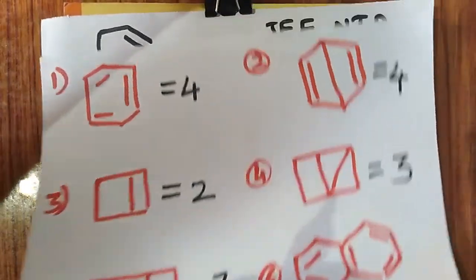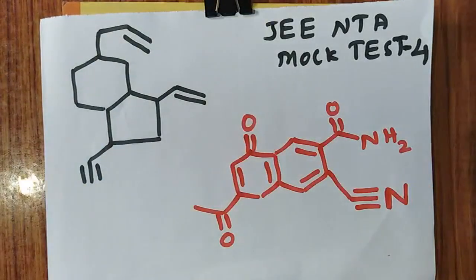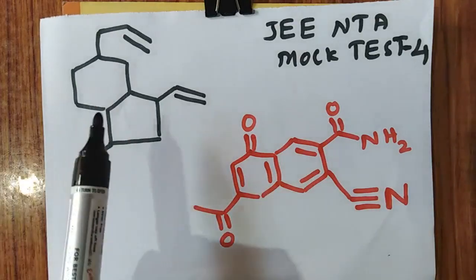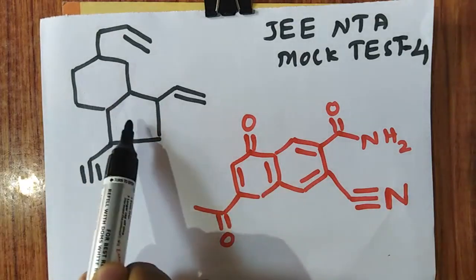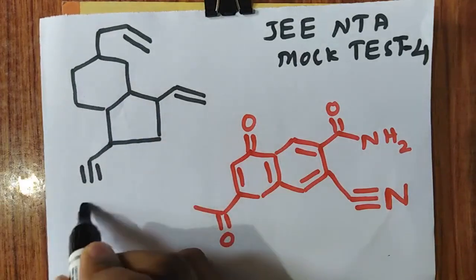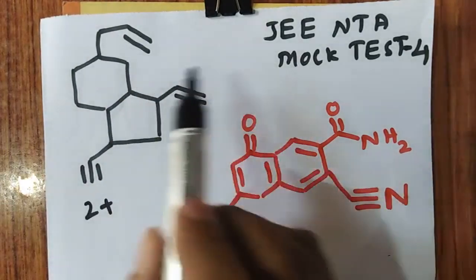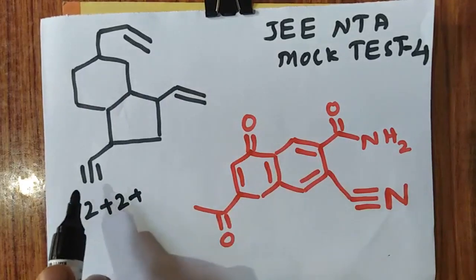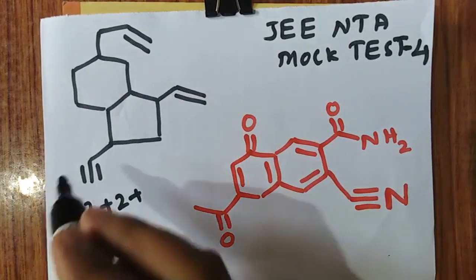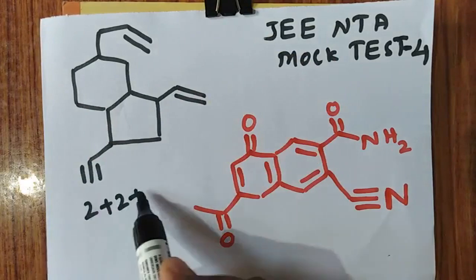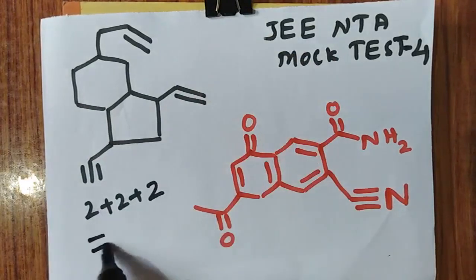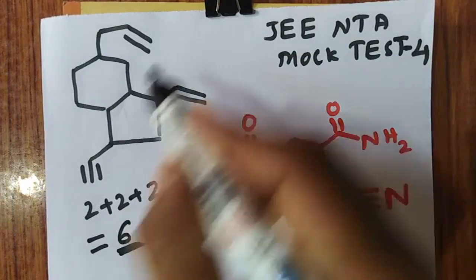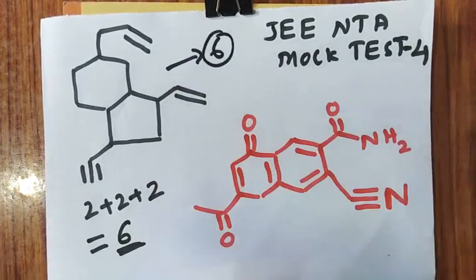Then we will finally see 2 important examples I have considered. Correctly, you have to see that carefully. So how many rings are there? 1, 2. So 2 plus. How many double bonds are there? 1, 2. 2 plus. 1 triple bond means 2 equivalent, I told. 1 triple bond means 2. So hence plus 2 is equal to what? 6. So the answer for this is 6, remember.